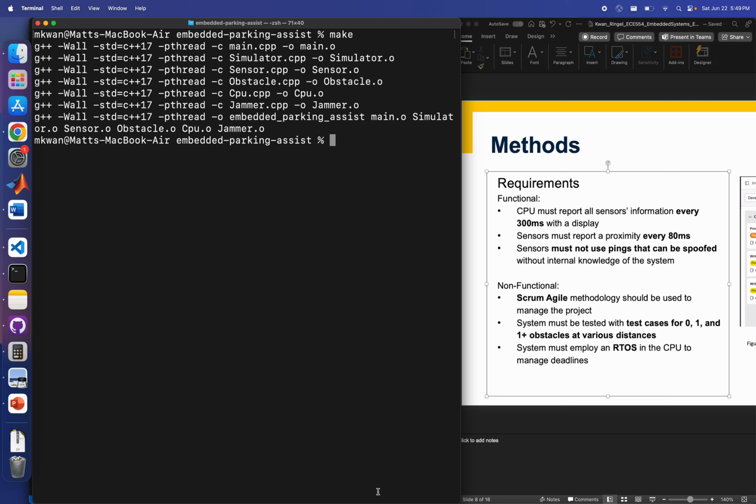This is Matt Kwan, and I'll be presenting our final project for ECE Embedded Systems. This is the Embedded Parking Assist project.